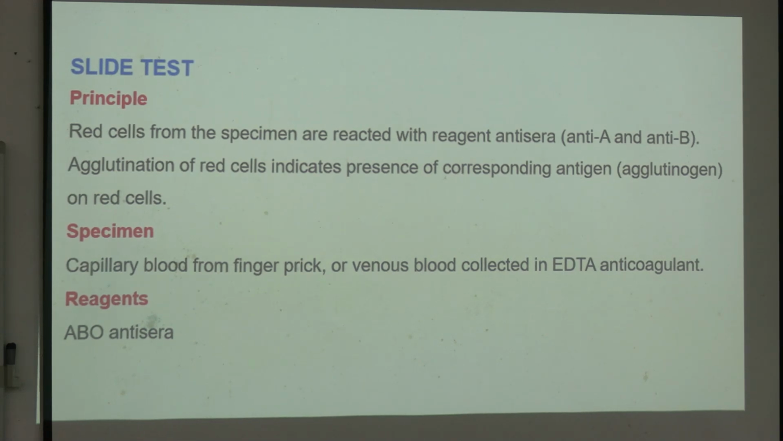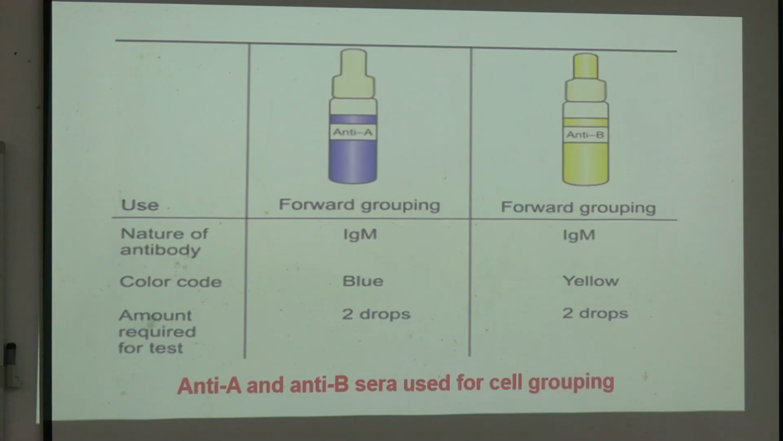We take capillary blood from finger prick or venous blood in EDTA anticoagulant, and the reagent used is ABO anti-sera. Now anti-A anti-sera and anti-B anti-sera, as you can see, anti-A is a blue colored small bottle, whereas anti-B anti-sera is a yellow colored small bottle. And in forward grouping, the antibodies used are anti-A and anti-B anti-sera.